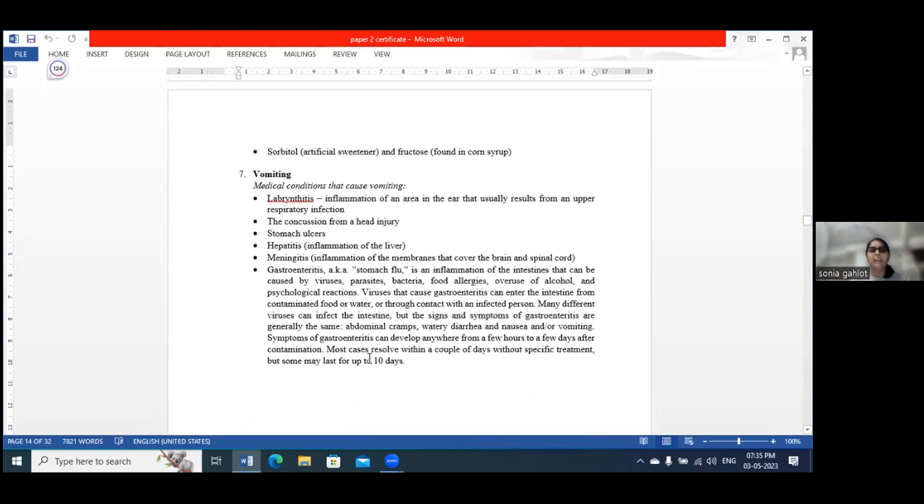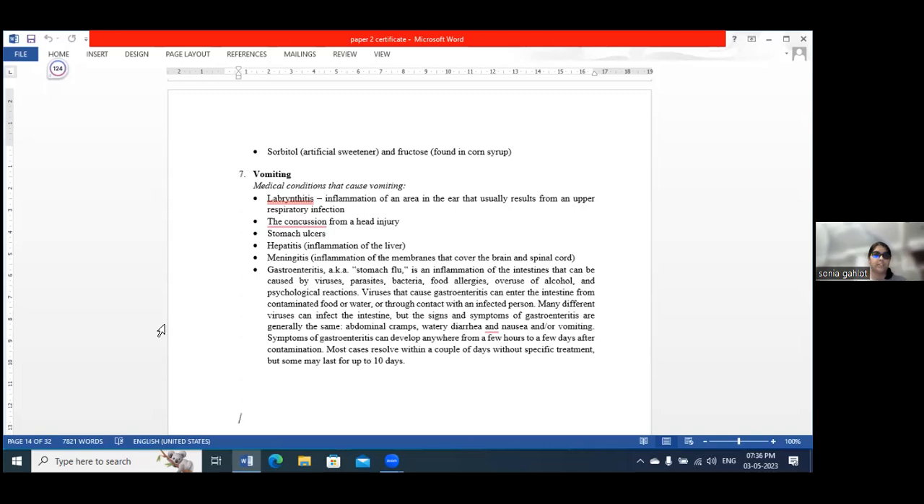The last but not the least is vomiting. So I have talked about all the very common illnesses. The last one is your vomiting. Now what happens? There are also plenty of causes that lead to vomiting.